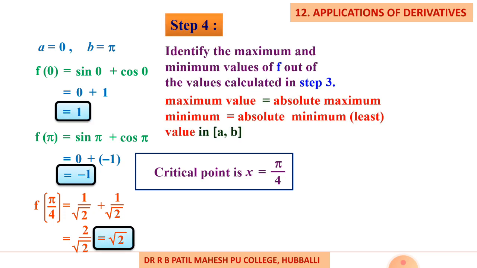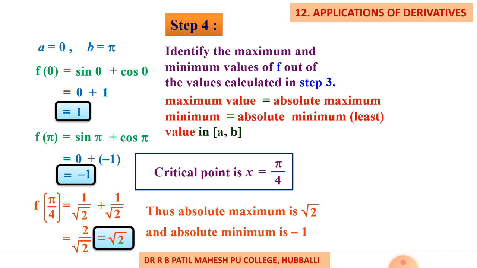Now you just compare these 3 values and find out the maximum and minimum. These are the absolute maximum and absolute minimum values here. If you compare these 3 values, the absolute maximum value is root 2 and the absolute minimum value is minus 1.